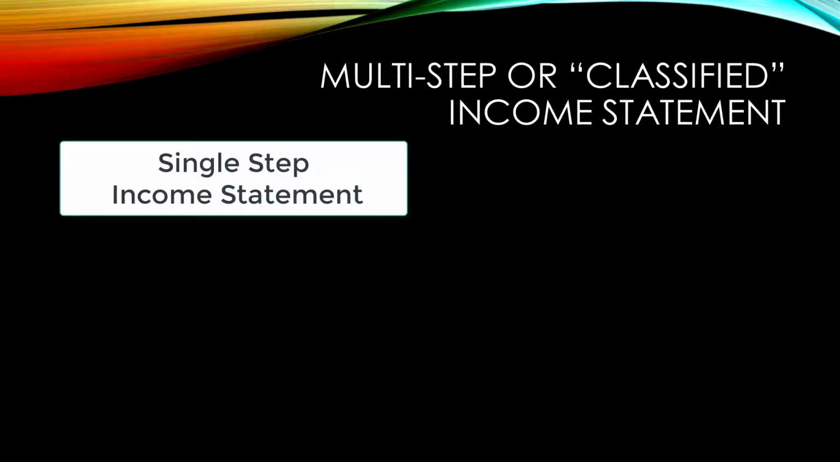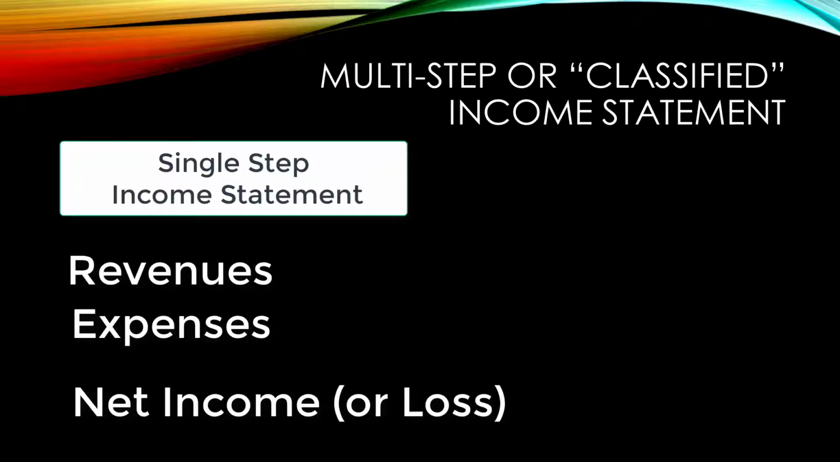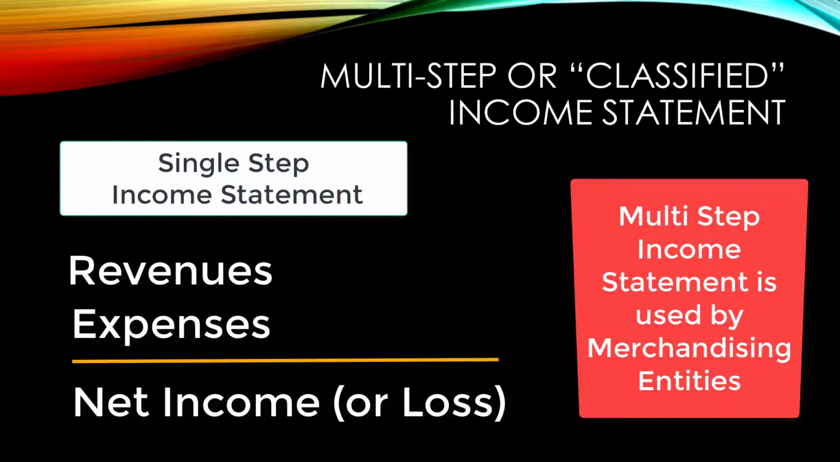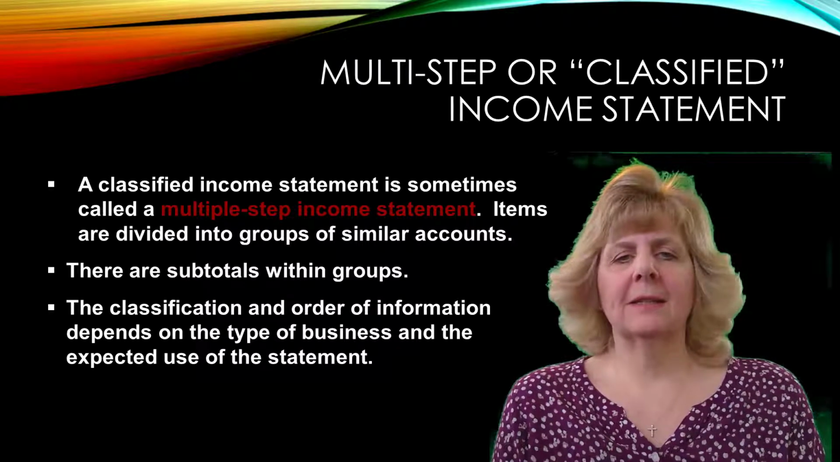In the first 6 chapters, when we were learning about service-oriented firms, we learned a basic single-step income statement. Basically, the formula was just the revenues minus the expenses equaled the net income or possibly a net loss. For merchandisers, we use a much larger income statement format called a multi-step or classified income statement. Let's look at it piece by piece. You will quickly see where it gets its name from.